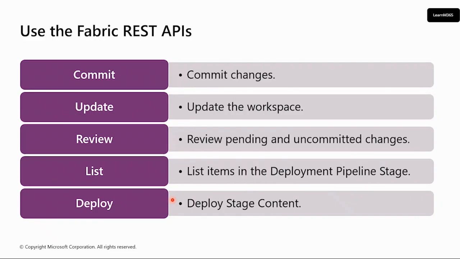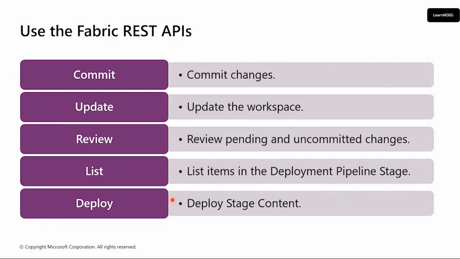It is just like triggering the actual promotion of the content, like datasets or pipelines, from one stage, for example development, to another, like testing or production. This is basically what the Fabric REST APIs are going to do.